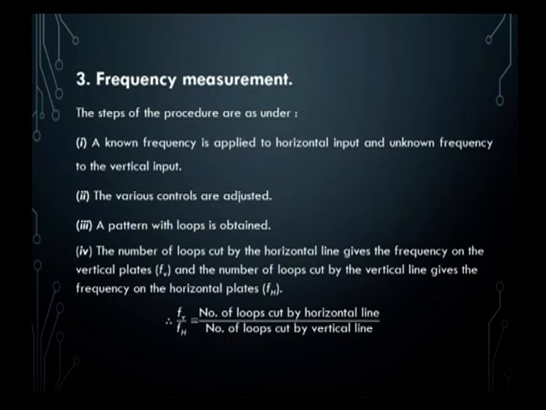Next, the frequency measurement. The frequency is found with the help of the number of loops. The number of loops cut by a horizontal line gives the frequency on the vertical plates, and the number of loops cut by the vertical line gives the frequency on the horizontal plates. The formula is: frequency of vertical divided by frequency of horizontal is equal to the number of loops cut by the horizontal line divided by the number of loops cut by the vertical line. This is how we measure the frequency with the help of CRO.